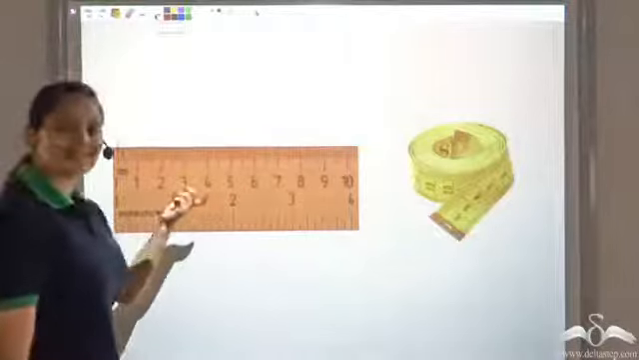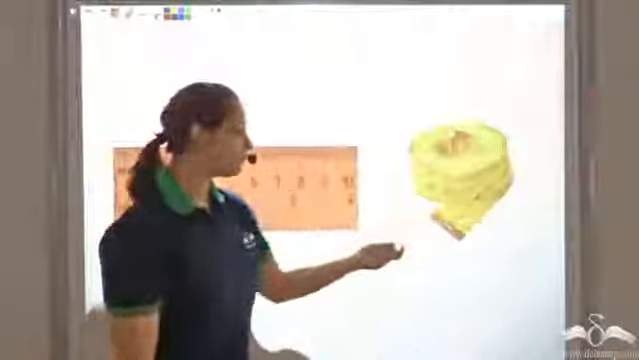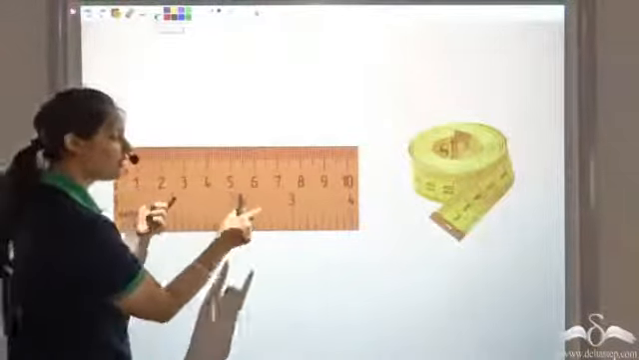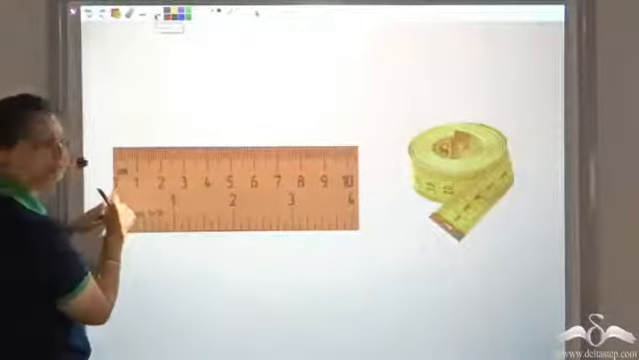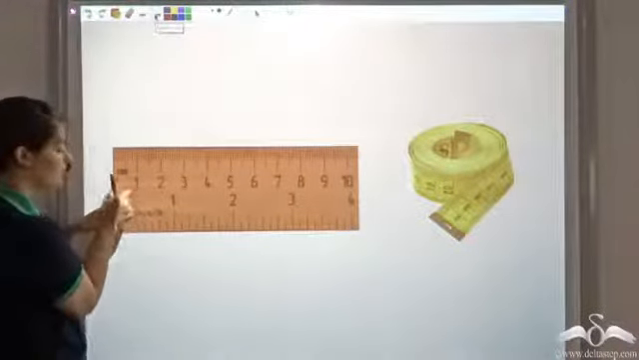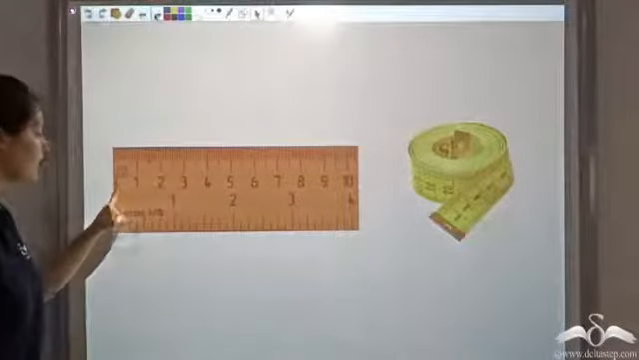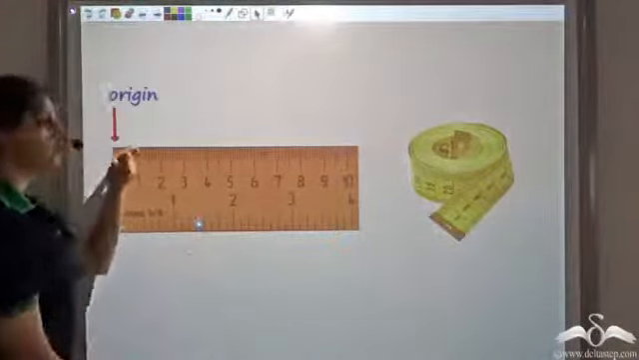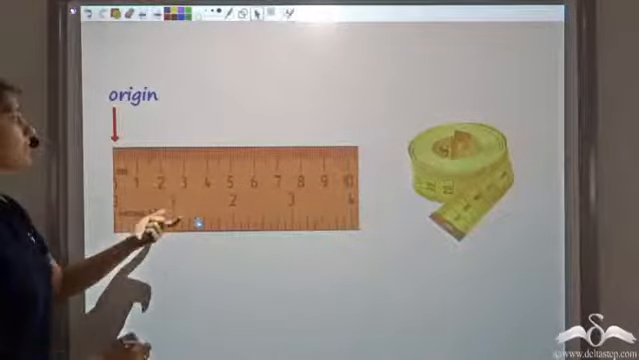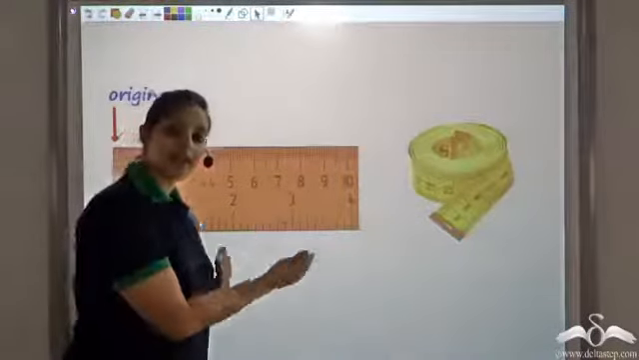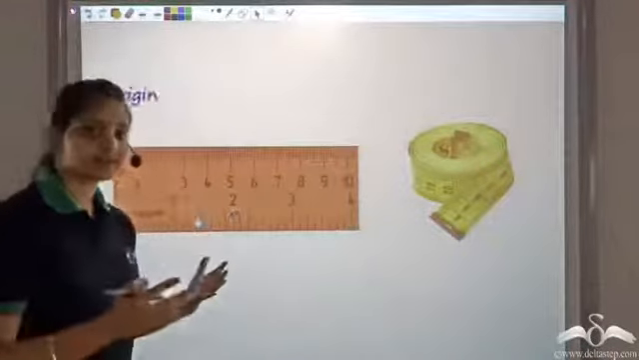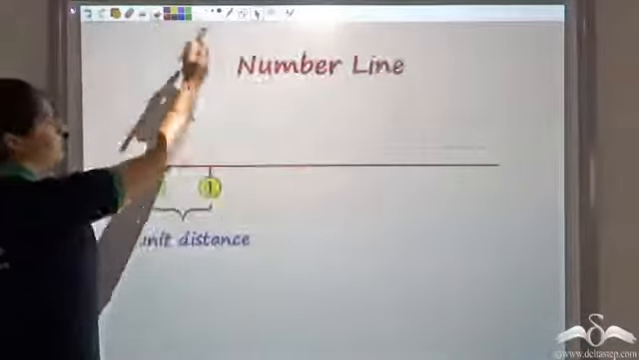You've already seen a scale or a measuring tape. The numbers here actually represent the distance from the starting point. So this 1 is the distance from the starting point, 2 again a distance from the starting point, and this starting point is what we call as origin. Similarly, to visualize numbers mathematically as distances, we have a number line.